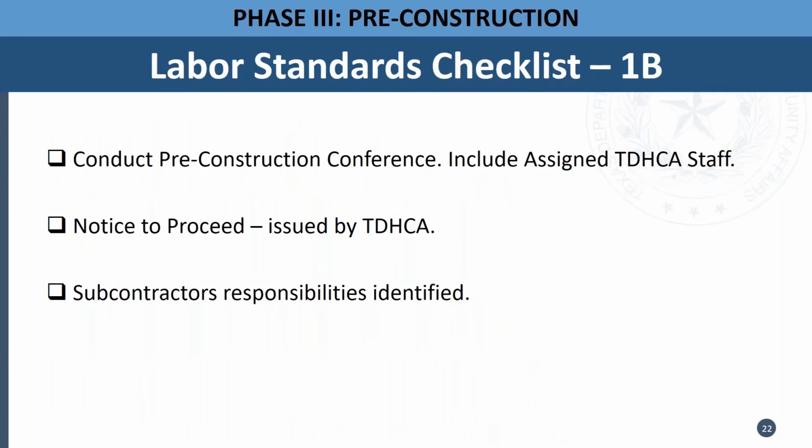This is part of the same checklist. We just called it 1B, so it's not too congested on one slide. But here we have the last 3 requirements in the checklist. Conduct a pre-construction conference, and when you do so, please include your assigned TDHCA staff or team. Then we will issue a notice to proceed, and subcontractors' responsibilities must continue to be identified throughout the project.